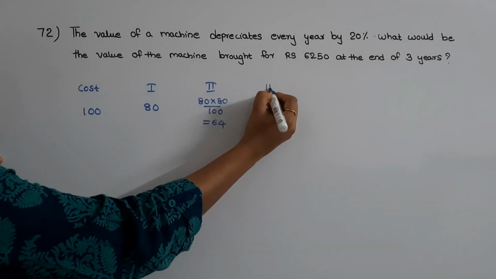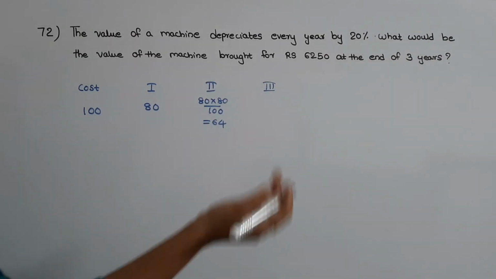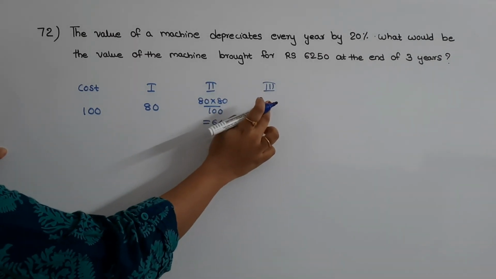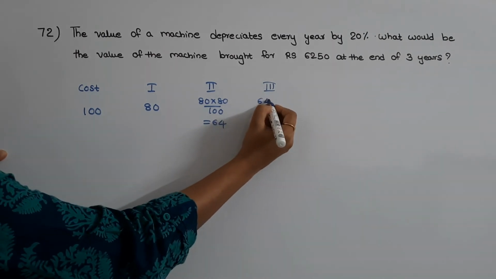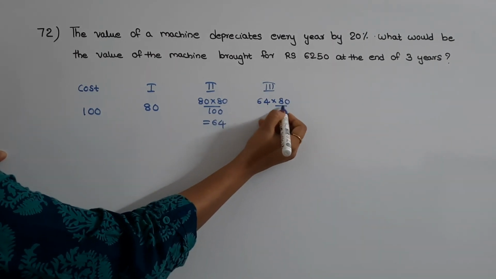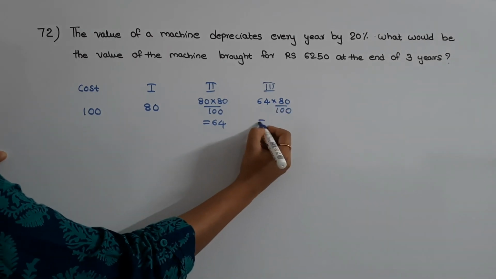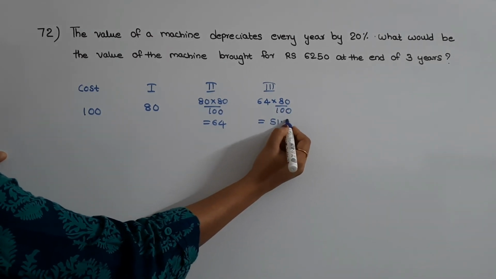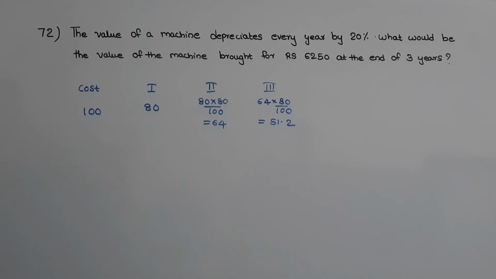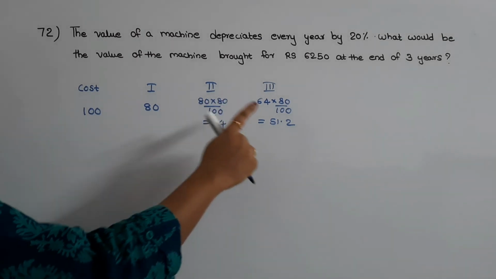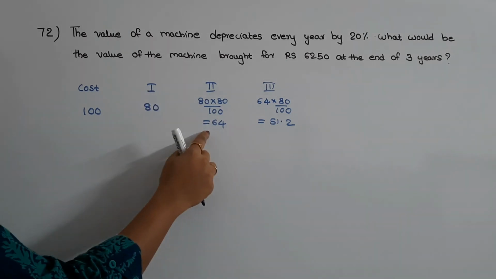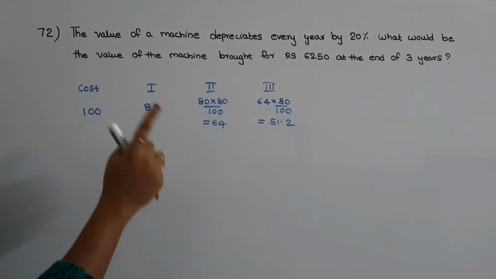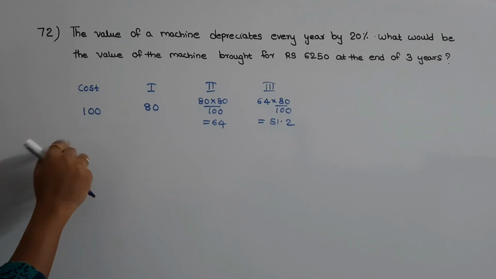Now in the third year also the value is decreasing by 20%. So this value will be 80% of this value. So this is 64 into 80 by 100. On solving this you will get 51.2. Hence the value of the machine will be 51.2 after 3 years if it is decreasing every year by 20% when the initial cost is 100.